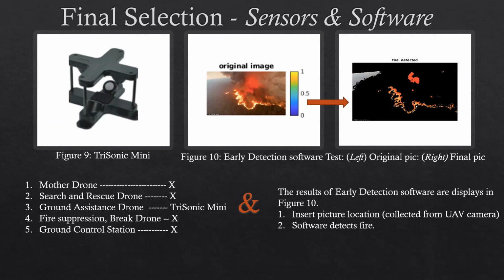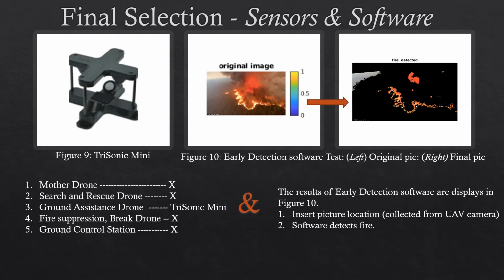The Trisonica Mini is an additionally added sensor to the system. It can actively track wind direction and speed, while simultaneously recording data like temperature, air pressure, air density, etc. This information is vital to understand the spread of the fire and will help firefighters predict the direction of the spread. Figure 10 displays the result obtained from the early detection software.